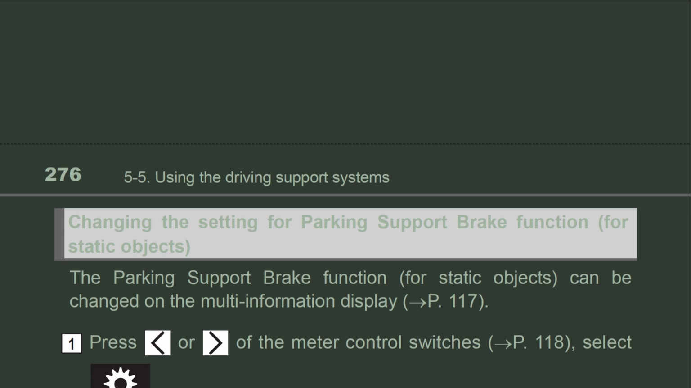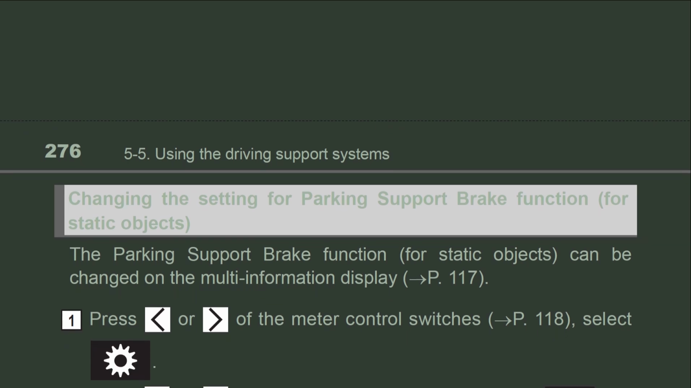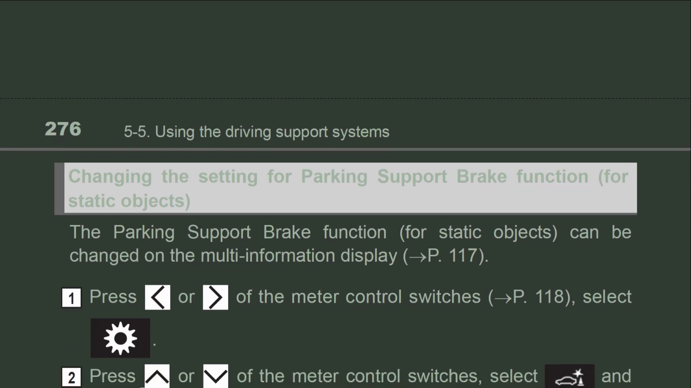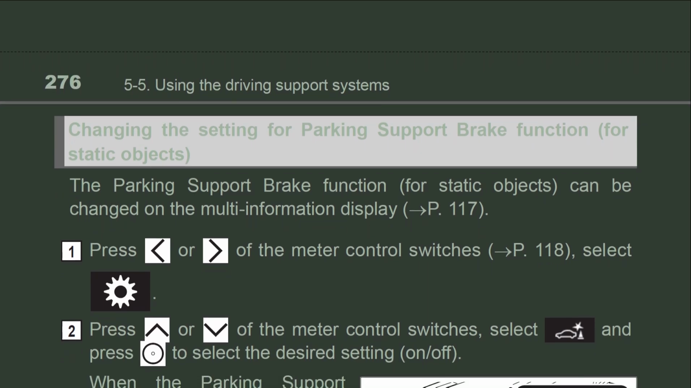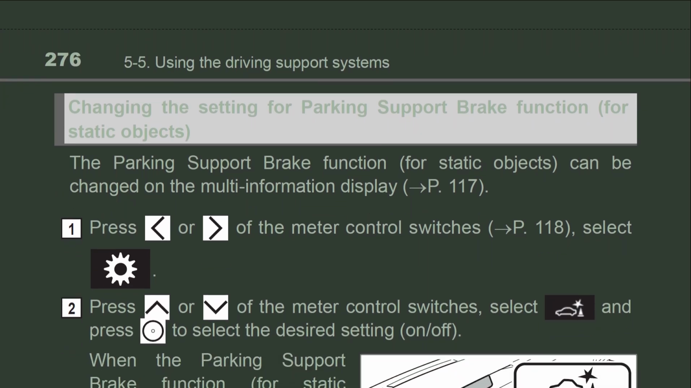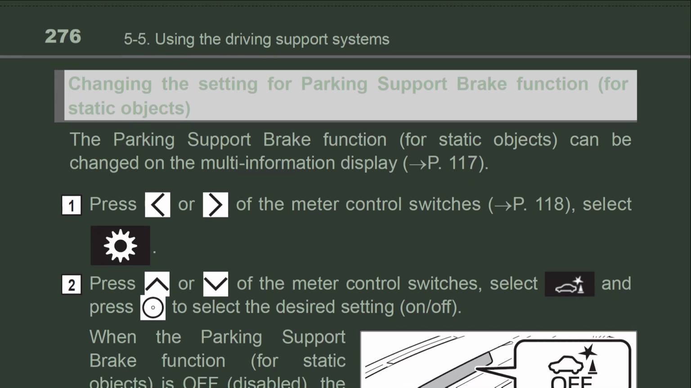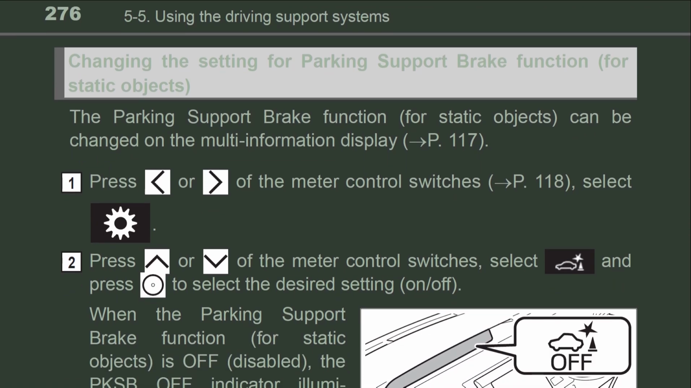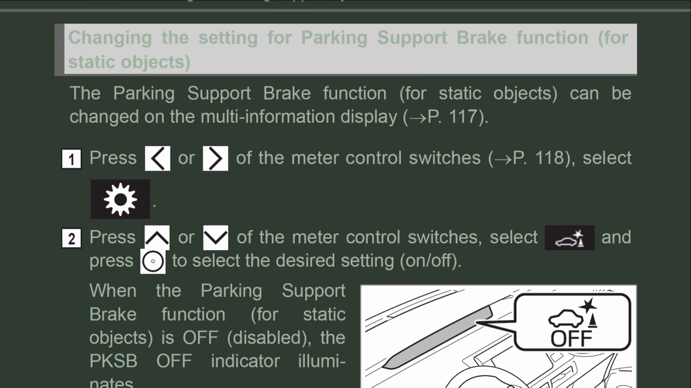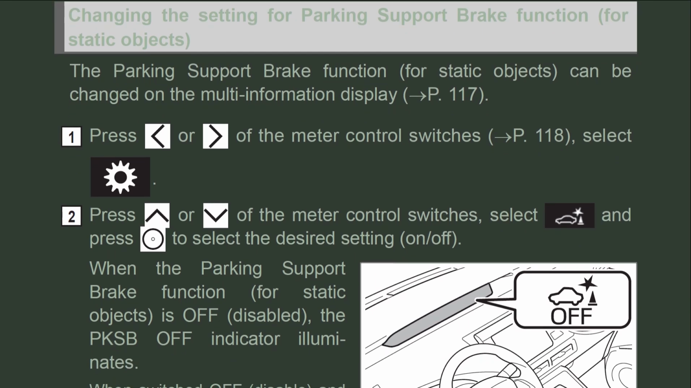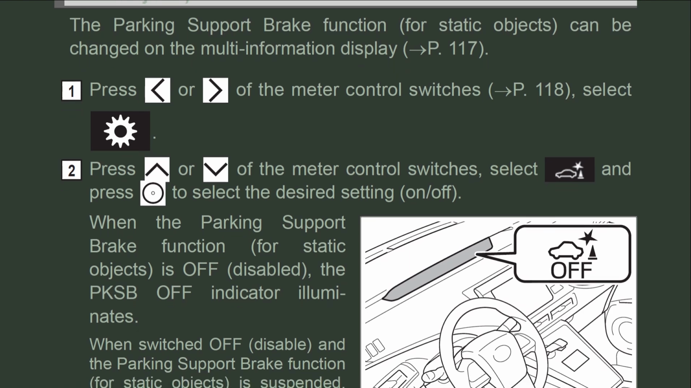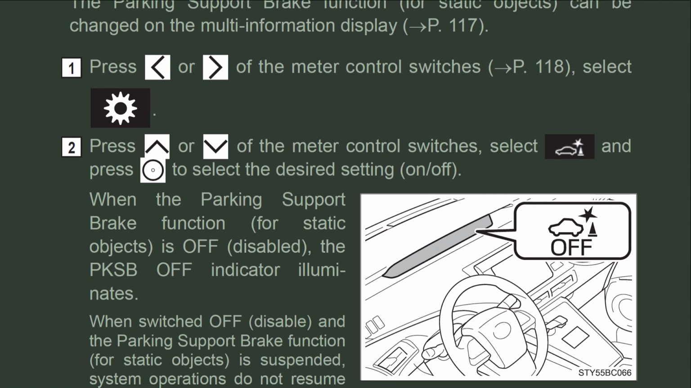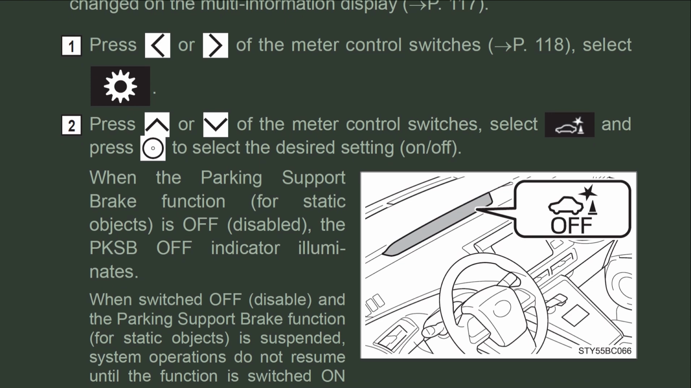Using the driving support systems. The parking support brake function for static objects can be changed on the multi-information display. Press the meter control switches, select, and press to select the desired setting, on or off. When the parking support brake function for static objects is off (disabled), the PKSB OFF indicator illuminates.